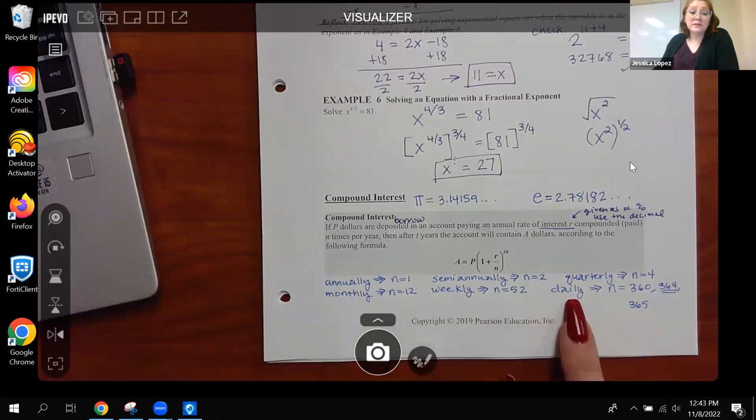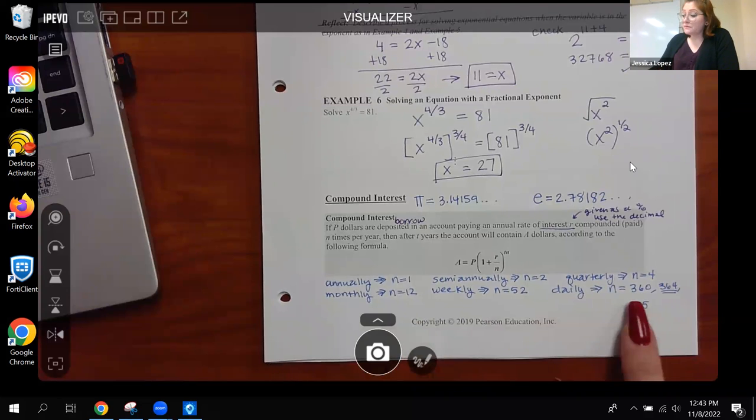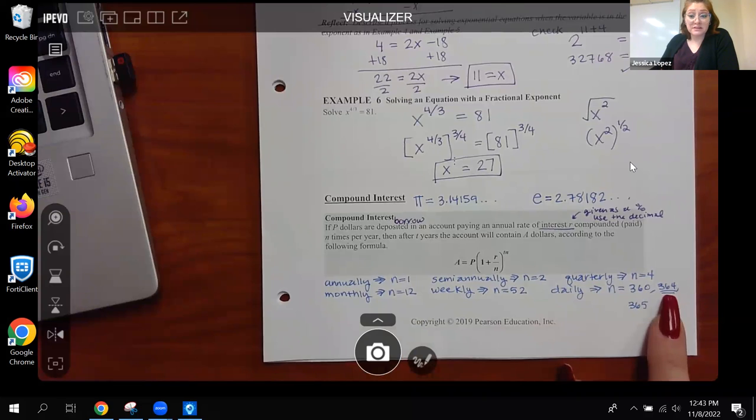And daily is the one that's up for debate. Depending on what book you use, some of them use 360, some of the books use 364, and some of the books use 365. So it just depends on who the author is. 360 will give you a pretty good estimate. 364 and 365 give you even better estimates, okay? One of these is not better than the other, although both of these are better than 360, okay?